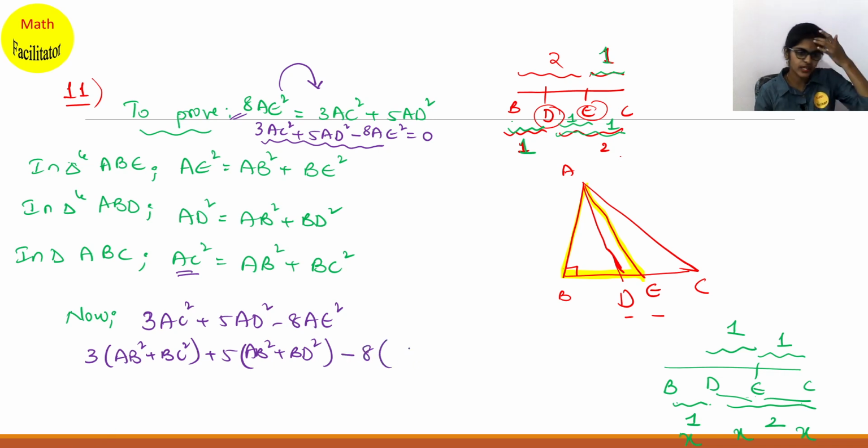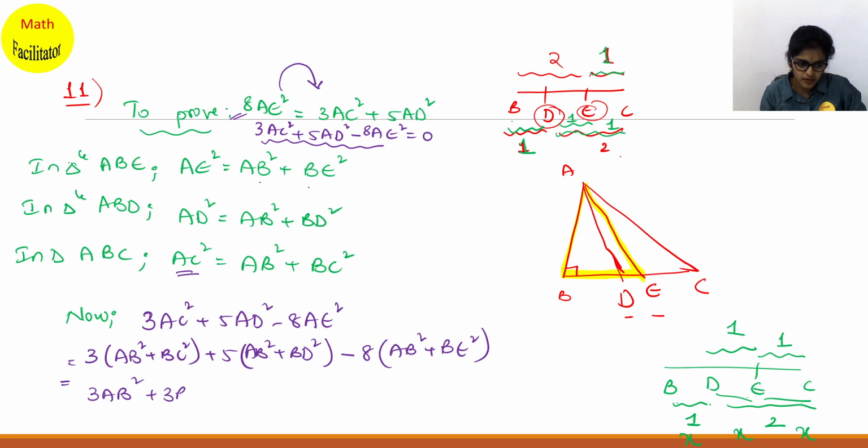Minus 8 AE square. AE square is nothing but AB square plus BE square. Now expand this. What will you get? You get 3AB square plus 3BC square plus 5AB square. There may be other methods to solve this also, but I am choosing the easiest method, which you will understand.